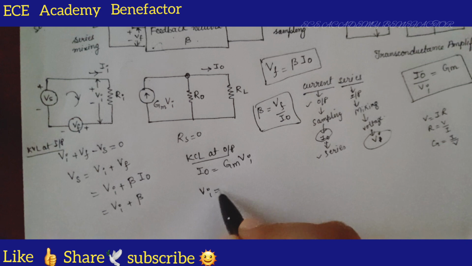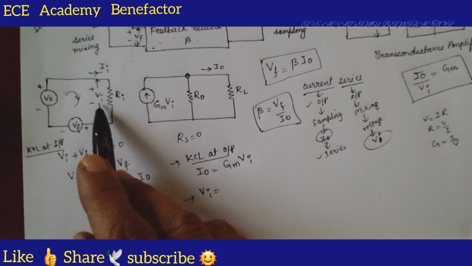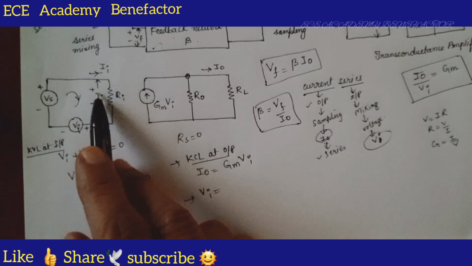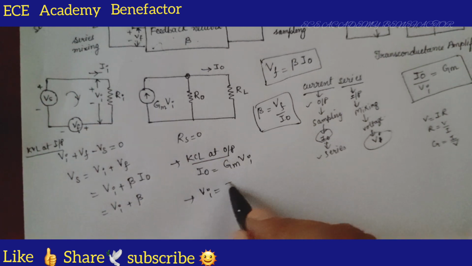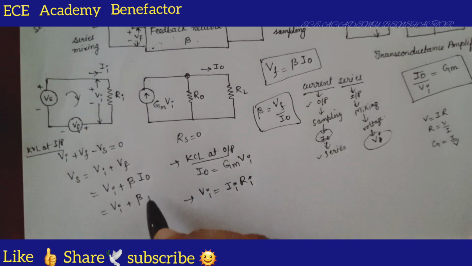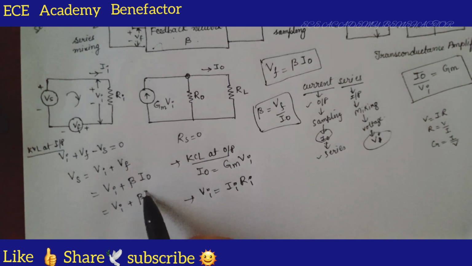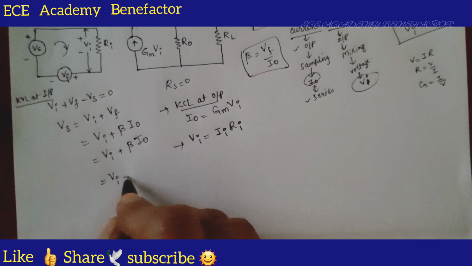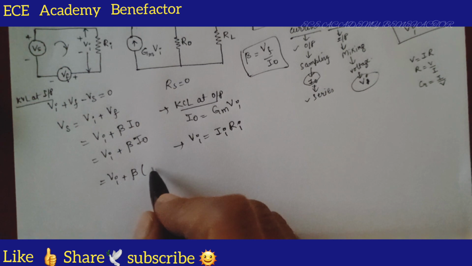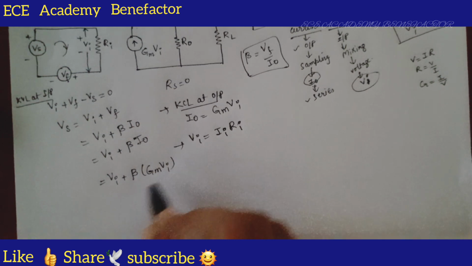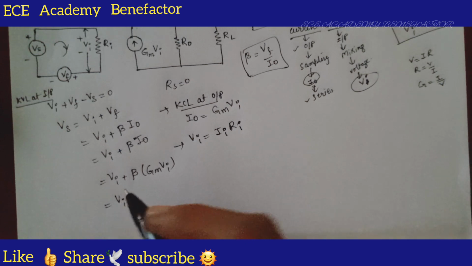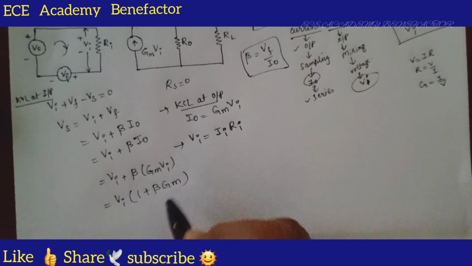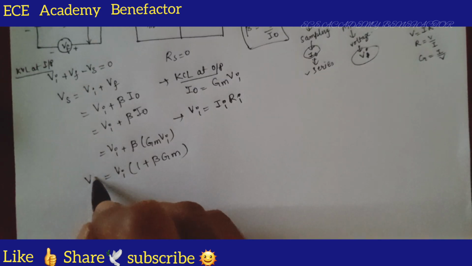And what is Vi equal to? What is voltage Vi? It is the current flowing through this resistor. So Vi is equal to I times R, Ohm's law, V is equal to IR. So what is the current flowing? Ii times Ri. So Vs, which is equal to Vi plus beta I0. I0 is equal to what? GMVI. And Vi, take Vi common: 1 plus beta GM. Okay, so this is Vs.